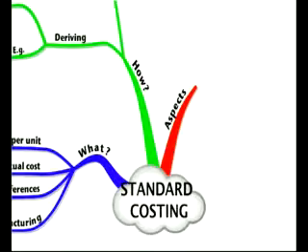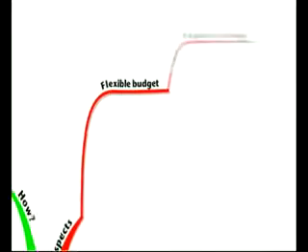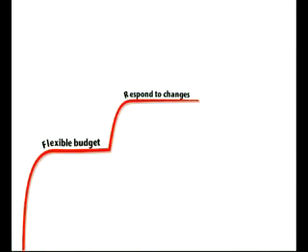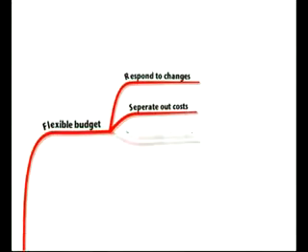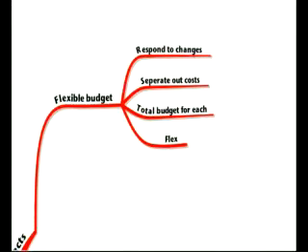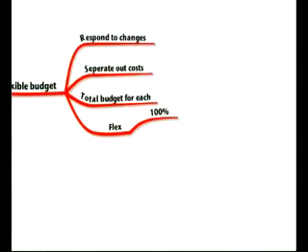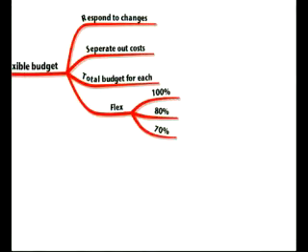When it comes to other aspects of standard costing, things we need to be aware of, flexible budgets. We mentioned this previously. This is a budget that should be able to respond to changes. So we're thinking about separating out our costs first of all, then looking at a total budget for each one. So separating out, say, your fixed costs, your variable costs, getting a total budget, and then flexing it. So maybe saying, well, if we meet 100% of our expectations, what will the budget be? If we meet 80%, what will the budget be? And again for 70%. So a flexible budget will then enable you to say, right, what's going to happen if we do this, if we do that.